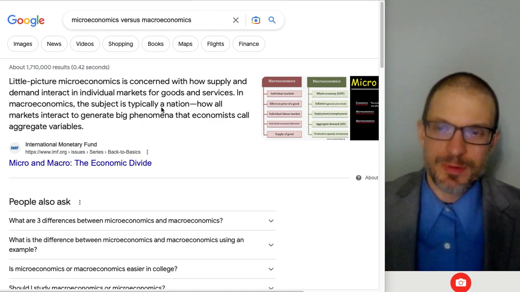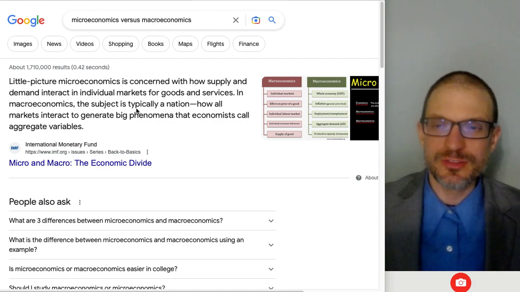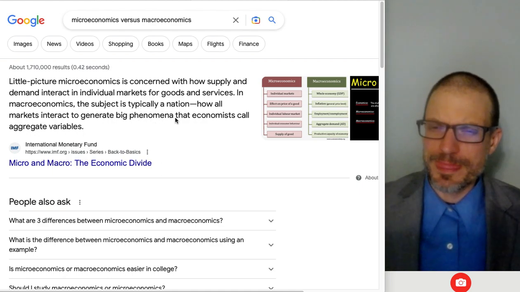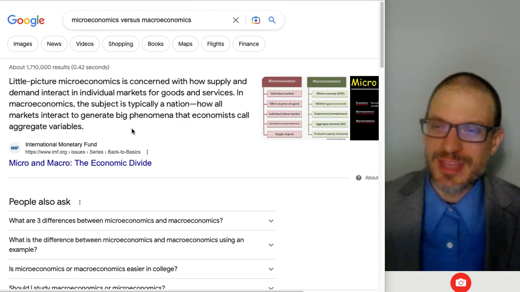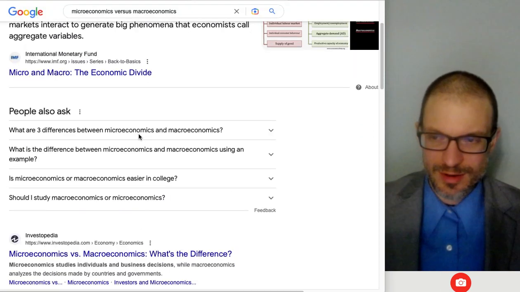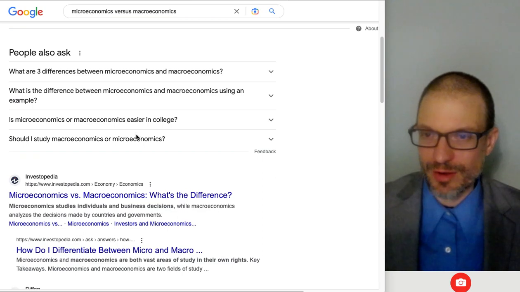Yeah, I mean, typically we think of the subject being an economy at least, usually maybe a country, a nation. Think about how all markets interact to generate big. I mean, yeah, so we're thinking about all the markets in aggregate. So that's not horrible, but that's not a great definition. Maybe that's just what Google's scraping off of that website.